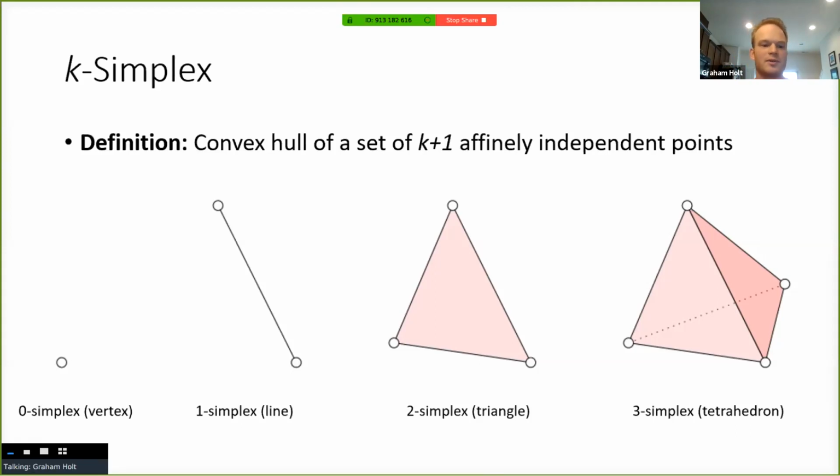But here I'm showing you some examples of simplexes or simplices. A zero simplex would just be a vertex. A one simplex is a line, a two simplex is a triangle, and a three simplex would be a tetrahedron. And I'll note that the interior of the tetrahedron is also included in this definition of a simplex. And of course, you can go up to higher dimensions, but we're going to be staying in these low dimensions for now and also for the papers.